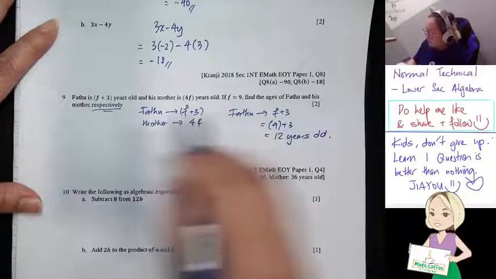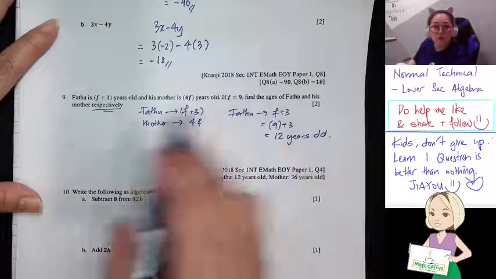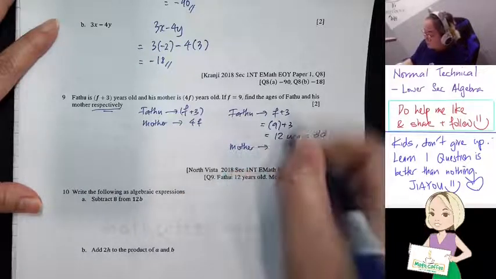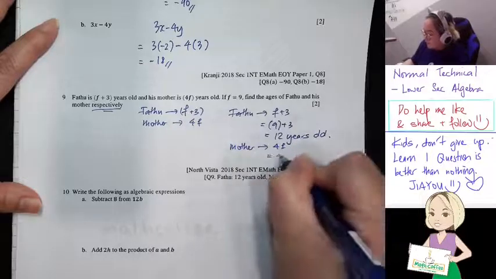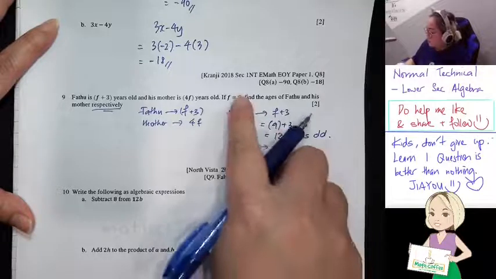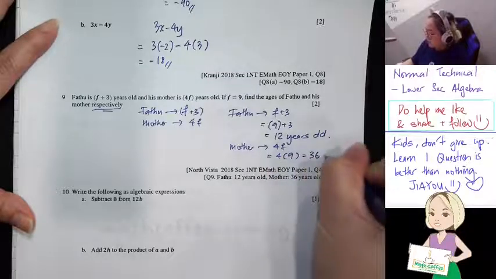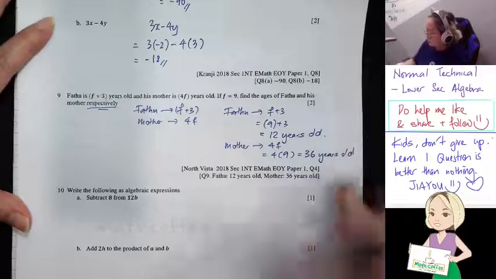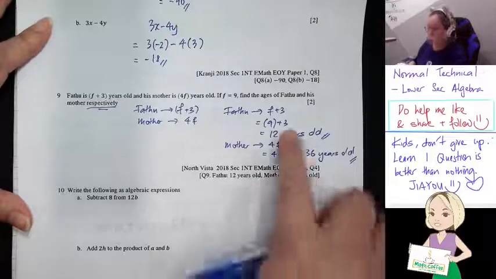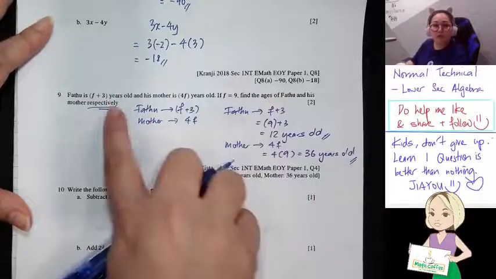They say respectively, that means you got to give the individual number. You got to tell them how old is Fatu and how old is the mother. The mother is 4F, so 4F means 4 times F. Just change the alphabet with the bracket and put in 9 because they say F is 9. So 4 times 9 is 36. So Fatu is 12 years old, the mother is 36 years old. Don't add them together. They never ask for the sum, they ask for the age respectively.